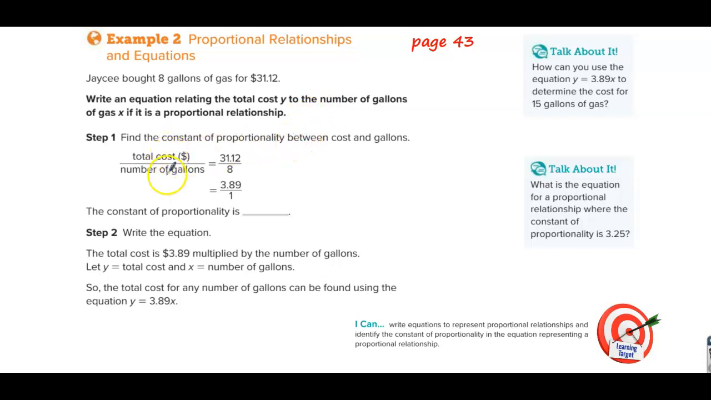So they've got cost over gallons. They've got the 31.12 being divided by the 8 gallons. Then what they did was they divided top and bottom by the bottom number. That's how we get a unit rate. And we arrive at 3.89 for 1 gallon. So it's 3.89 for 1 gallon. The constant of proportionality is 3.89. And write the equation. It would be y equals 3.89x. But they wrote it for you there.